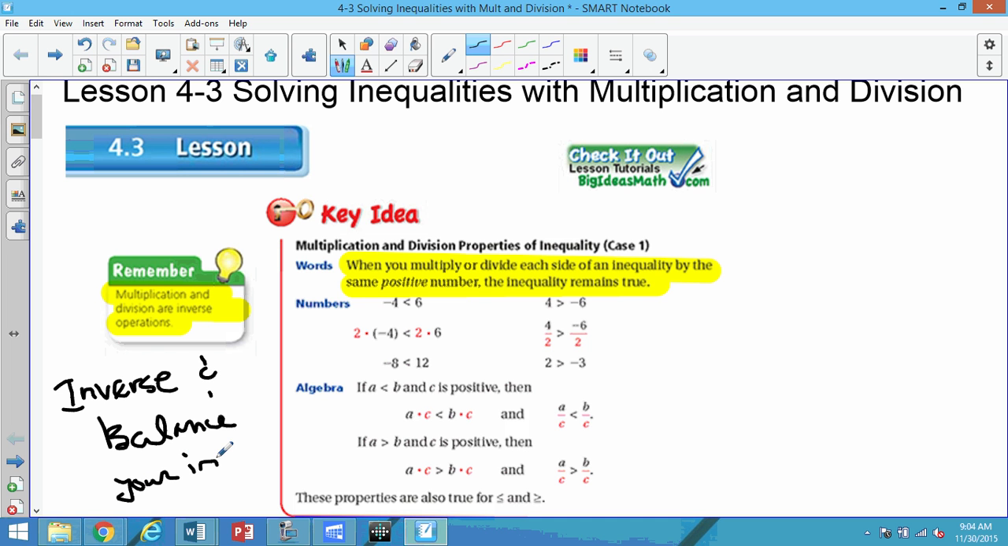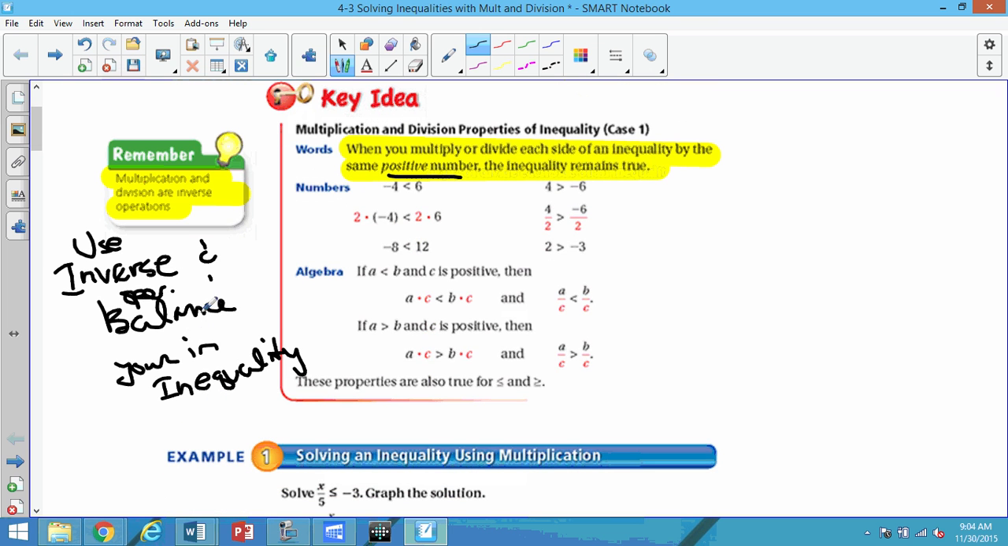Now, we're going to talk about negatives and positives later, because it does matter if you're multiplying or dividing by a positive or a negative. It does make a difference. So right now, we're just talking about when you are multiplying or dividing by a positive integer, and that's why it says positive here, okay? So you're going to do the inverse operations, and you're going to balance your inequality to get your variable alone. But use inverse operations and balance your equation or inequality to get the variable alone.